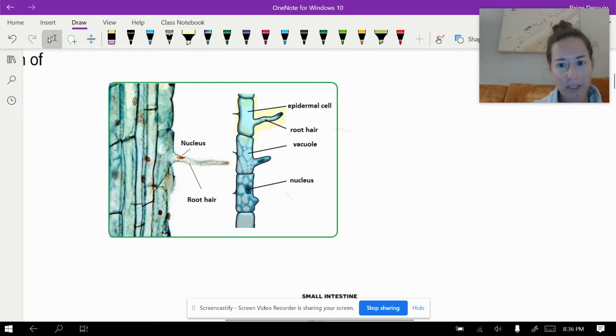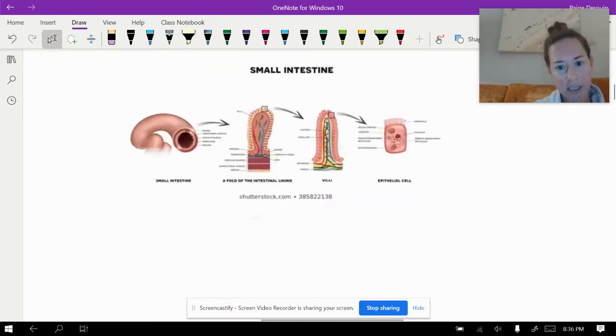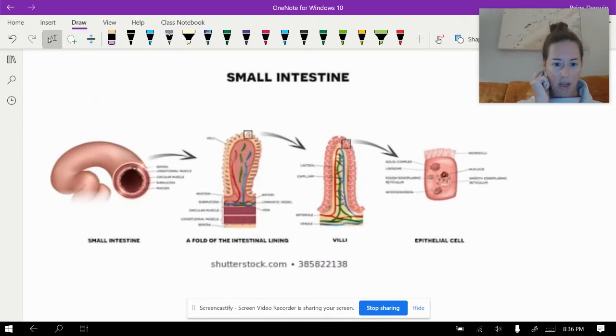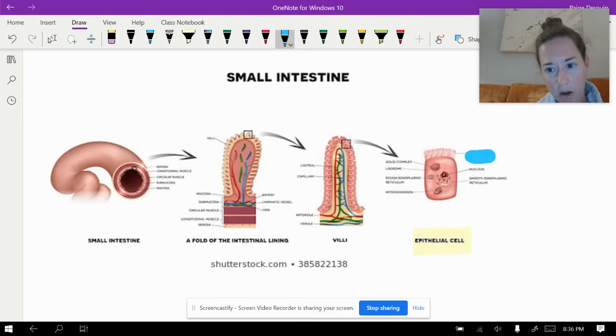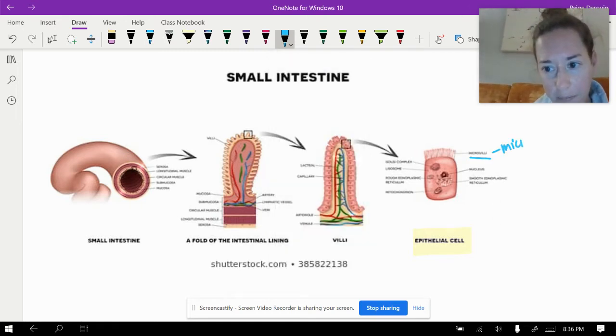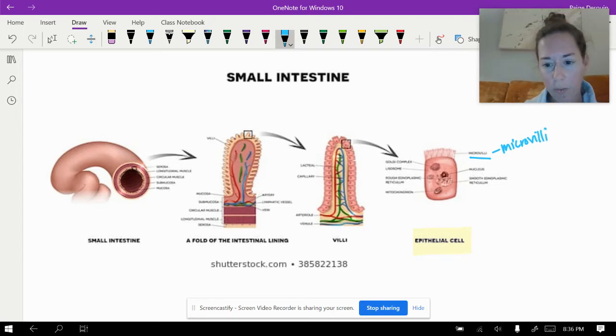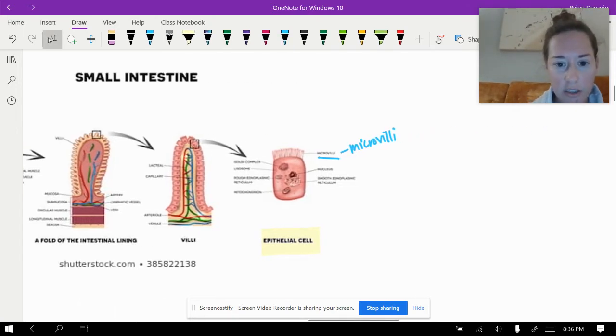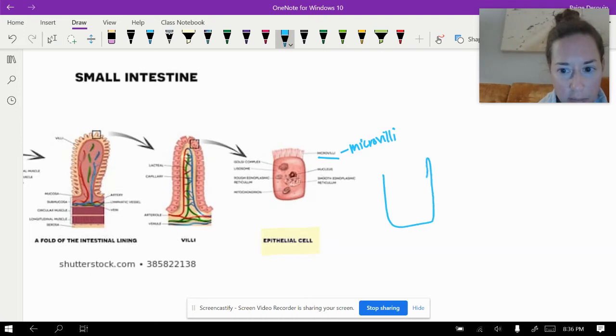So that's one example. The other example for us is in your small intestines. You have intestinal cells, and they're called epithelial cells. So they're down here. This picture is pretty blurry, but I'll talk about it anyways. These little folds in the membrane are called microvilli, and what they look like is literally just tiny folds in the membrane of the cell. So all of this would be cell membrane.